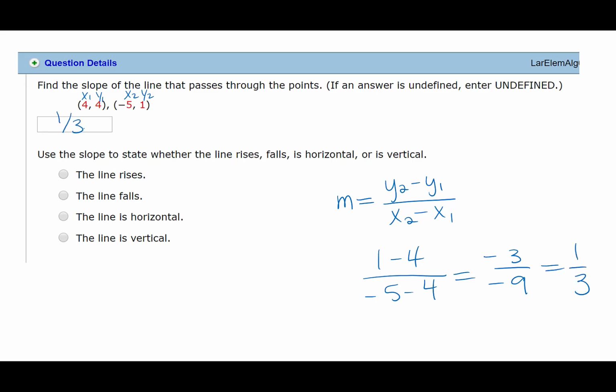Use the slope to state whether the line rises, falls, is horizontal or vertical. If the slope is positive, it rises, and so you'd select the first answer choice.